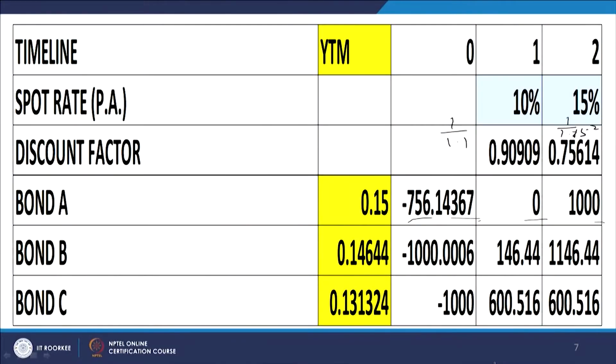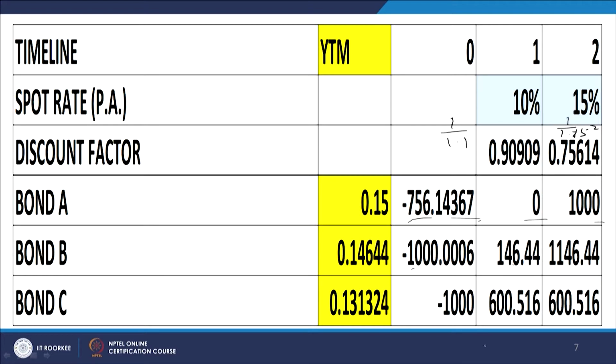This is the example of a 0 coupon bond, and as you can see, the YTM of this bond, which is 15%, is equal to the spot rate for the 2 year, at which point in time it is being redeemed. For bond B, the situation is slightly different. It is quoting at par value, that is, it is presently quoting at a market price of 1000 rupees, and if we work out the coupon percentage, it comes to 14.64%. The YTM also works out to 14.64%.